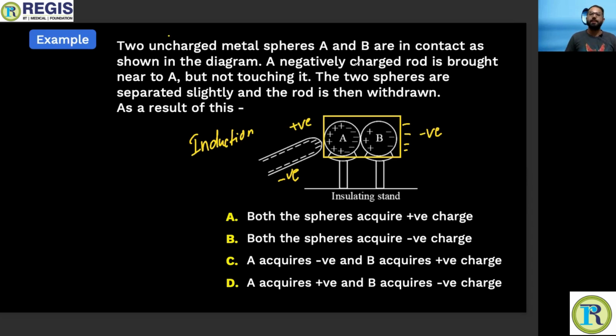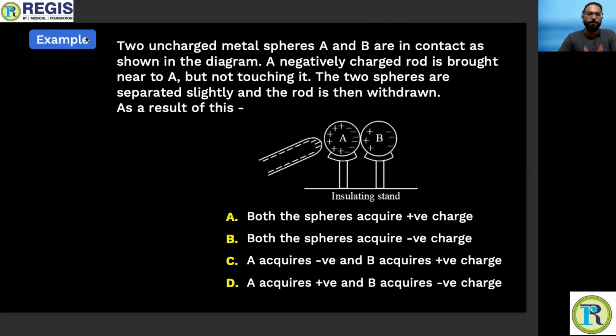Now the condition is that the two spheres are separated slightly. After some time we have separated them, and after that we have removed the negatively charged rod. So in this case B will acquire negative charge, and body A will acquire positive charge. So the answer is D. I think all of you have attempted this question. Now let's move on.